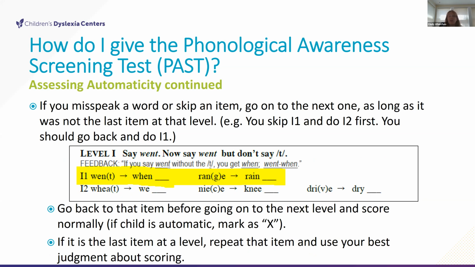If you misspeak a word or you skip an item, you want to go on to the next one as long as it was not the last item at that level. For example, you skip I1 and you do I2 first. You should then go back and do I1.